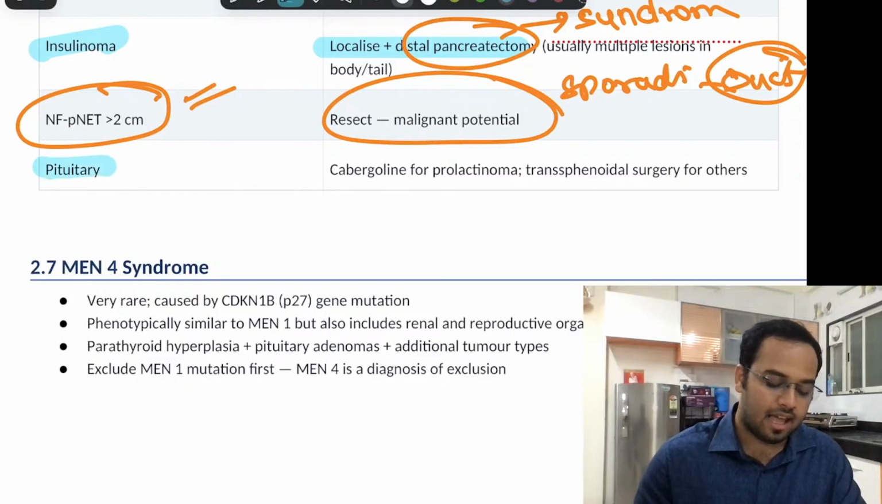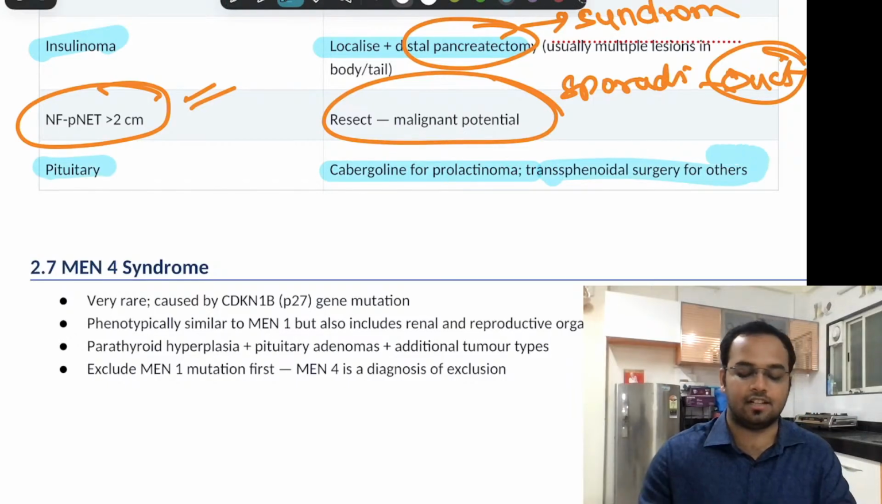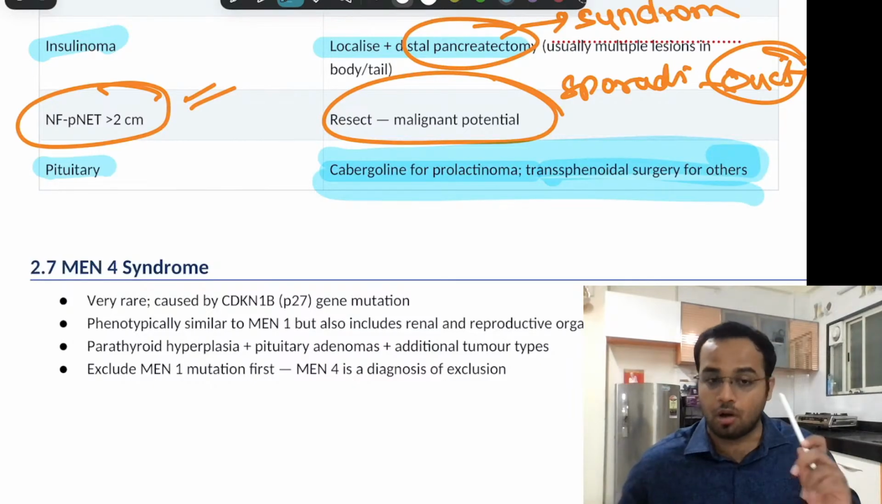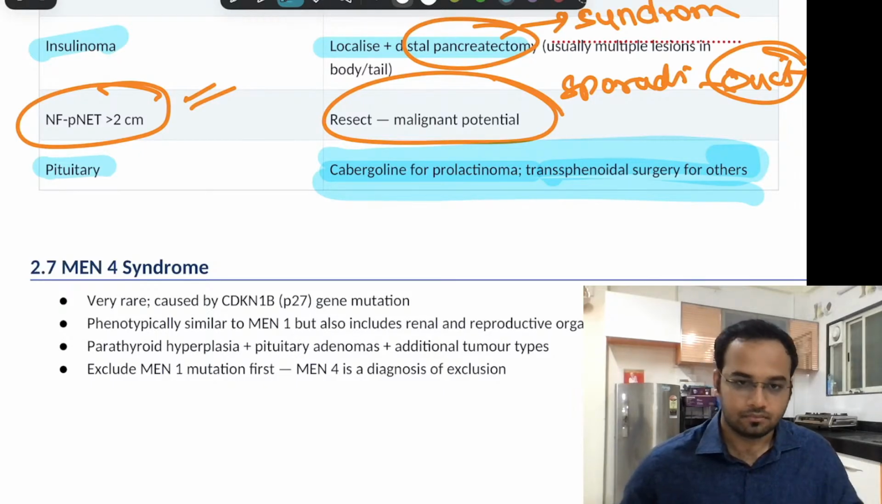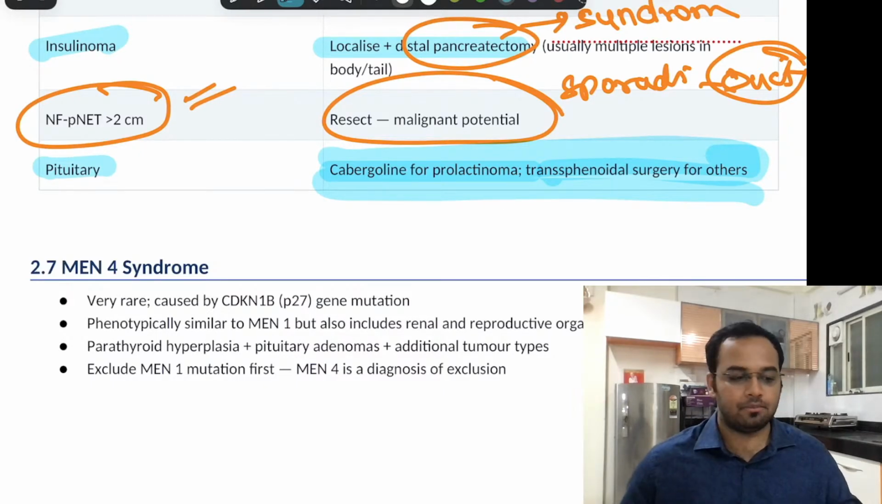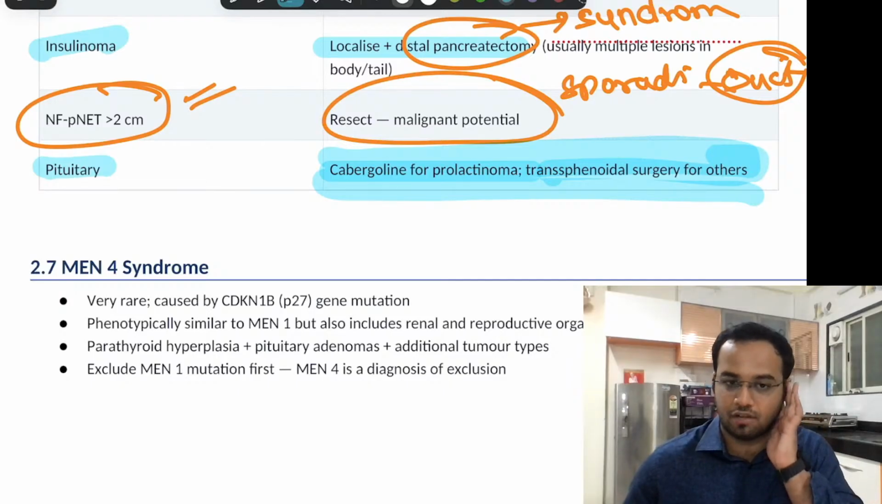And pituitary: cabergoline for prolactinoma and transsphenoidal surgery for others. So अगर पेशेंट को पिट्यूटरी एडिनोमा है, if it is just having no compressive symptoms, it is a microadenoma which is secreting hormones, which is prolactin, you can just give cabergoline which is going to suppress it. So I hope it is clear. As time permits, we have completed this chapter of endocrinology as well.